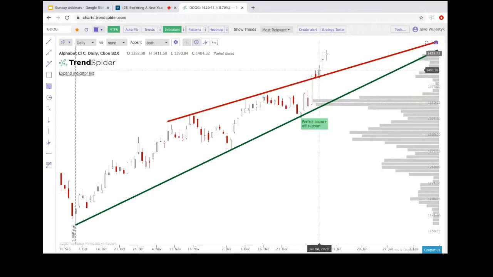This is not an end-all be-all indicator, but it does help you visualize where those important levels are, because at the end of the day, it's all about where that volume is holding, how many people are in the profit, how many people are holding at a loss, and that's how we can visualize that.